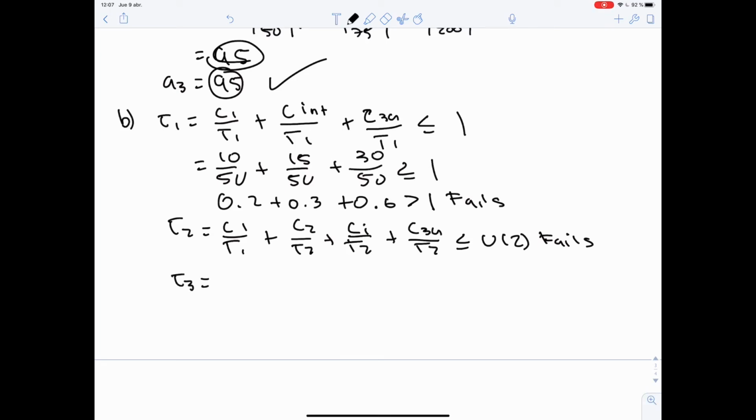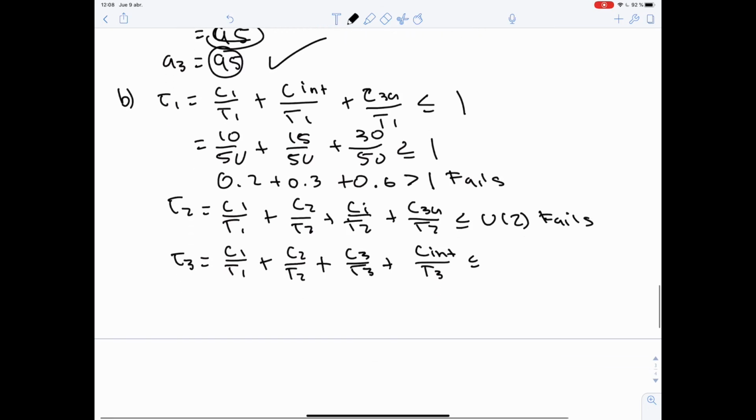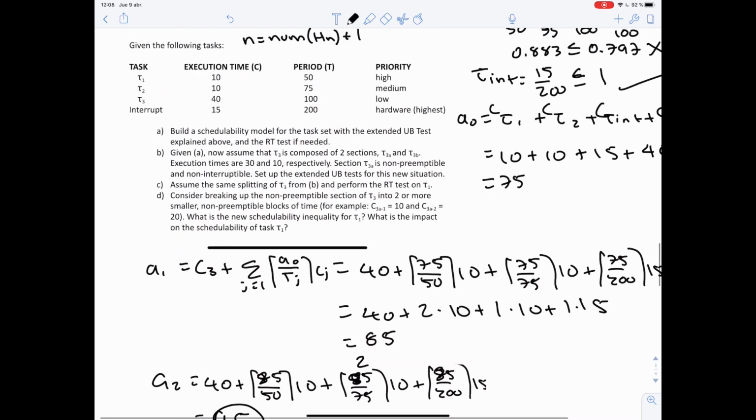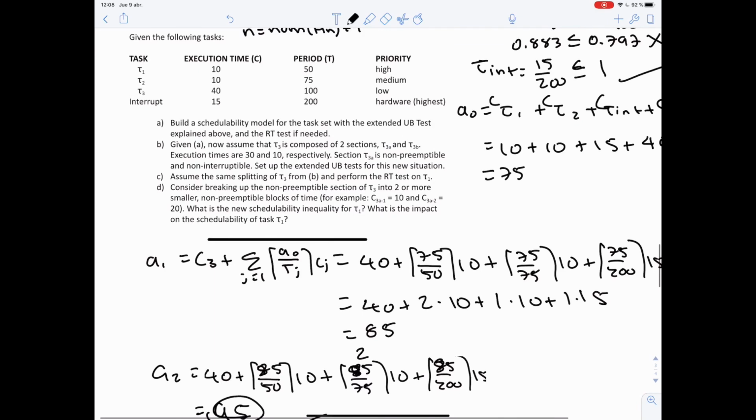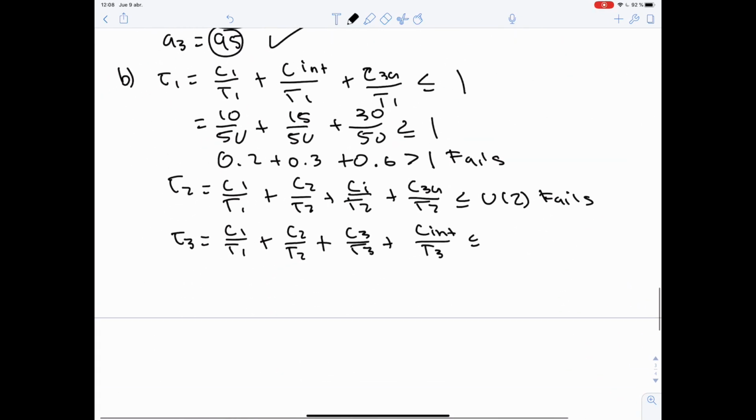For task 3, it's interesting because we have the cost of the 2 in HN, so task 1 and task 2. We have itself, but we only have the interrupt in H1 because we are dealing with task 3. So we don't have to put 3A there, as task 3 can't preempt itself, or it can't really be non-interruptible against itself. So we're going to test it against U3, and that's going to fail. It failed the same way as before.